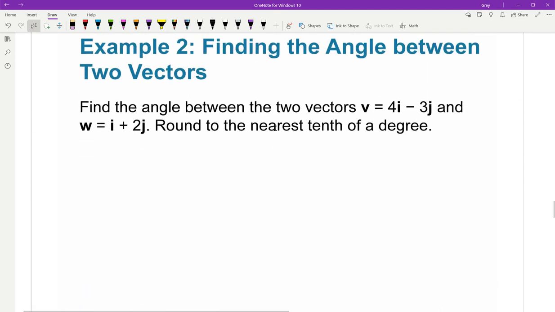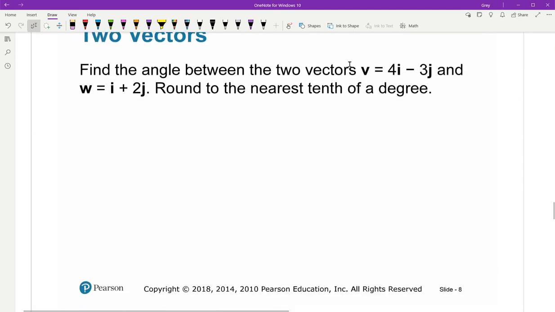Find the angle between, this is example 2. Find the angle between two vectors, v equals 4i minus 3j, and w equals i plus 2j, round to the nearest tenth of a degree. So I'm looking for an angle. The angle between two vectors is the inverse cosine of the dot product over the product of the magnitudes. So I'm going to go fill in.